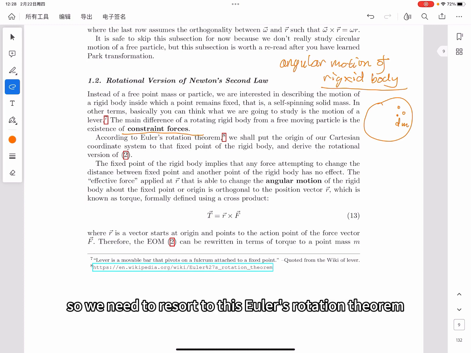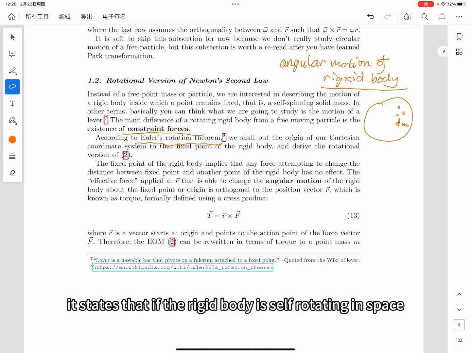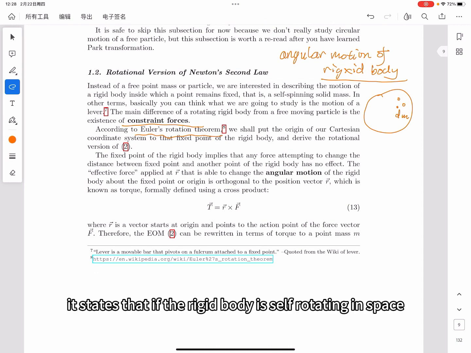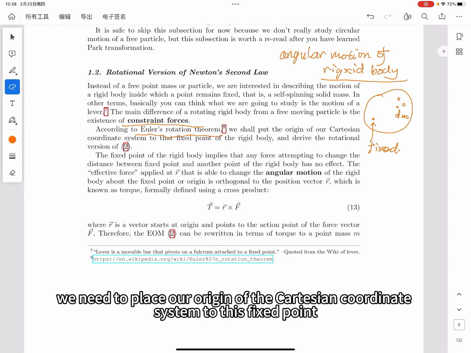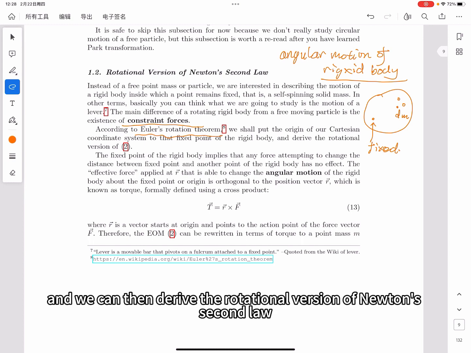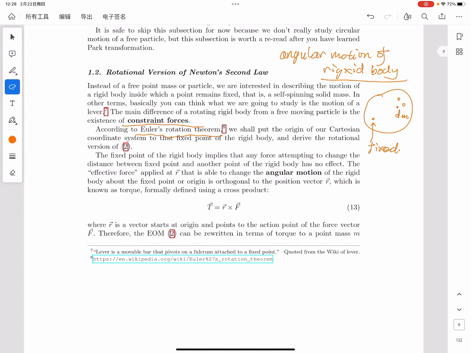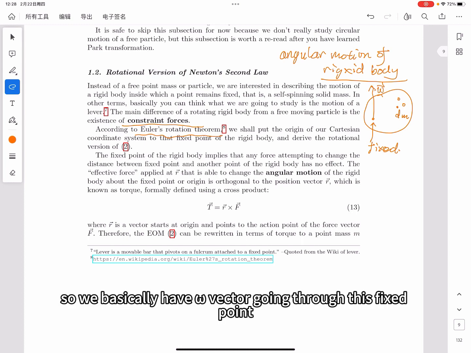So we need to resort to Euler's rotation theorem. It states that if the rigid body is self-spinning, self-rotating in space, there must be some fixed point inside the rigid body. We need to place our origin of the Cartesian coordinate system at this fixed point, and we can then derive the rotational version of Newton's second law. So we basically have omega vector going through this fixed point.